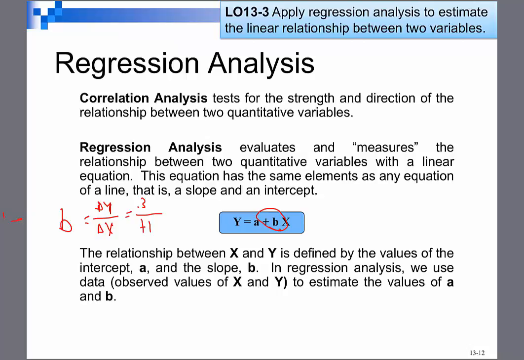Does it change by 0.3 positively? Great. If so, then you know consistently that as my X goes up by 1, I'm going to have a positive change of 0.3 in my Y. So rise over run, change in Y over change in X, those things still apply when we're talking about the slope. Formally, the relationship between X and Y is defined by the values of the intercept and the slope. In regression analysis, we use the data to estimate the values of A and B.